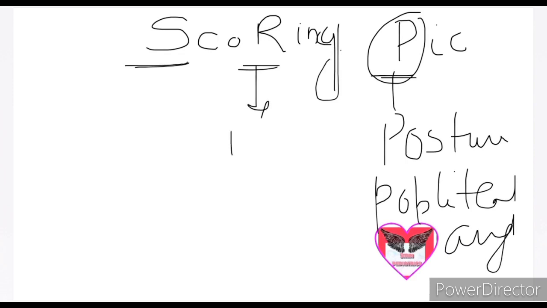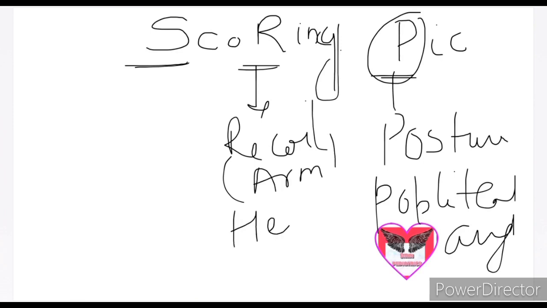R for recoil, and recoil here we have two types. One is arm recoil and the other is heel to ear. It is also a kind of recoil. We take the heel and we try to touch the baby's ear. Heel to ear.